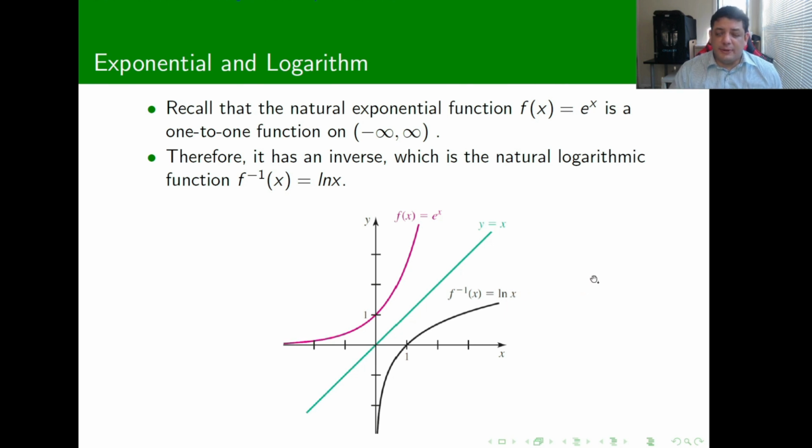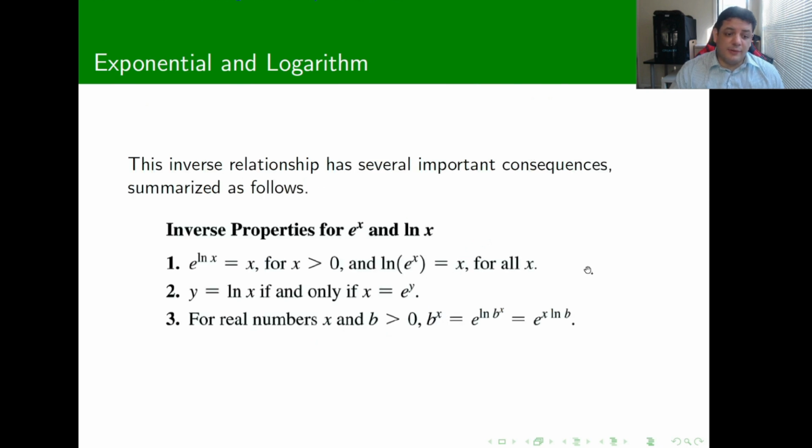Because they're intimately related and one is the inverse of the other, we have a couple of relationships between them that are going to be very important. One of them is the property of the composition. Both e to the ln of x is x, and ln of e to the x is also x. This is a property of inverse functions. Now, from saying that y equals log of x, we're immediately saying that x equals the exponential of y.